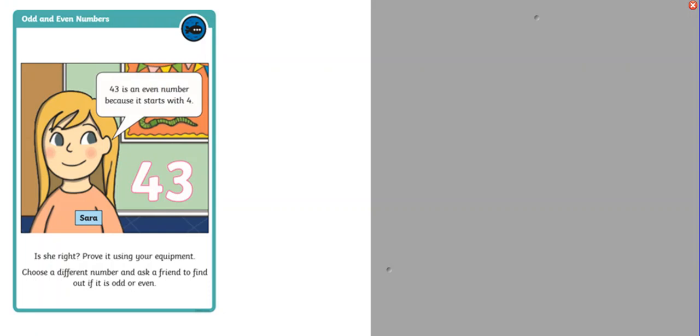43 is an even number because it starts with 4. Is she right? Prove it using your equipment. So again, I'm going to draw you a line, and this is the method that you are going to use. Okay, unless you feel confident with odd and even numbers, but it's always good to draw a picture or a representation to help to support your answer. Pause the video now and have a go.